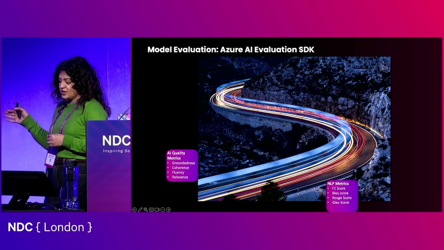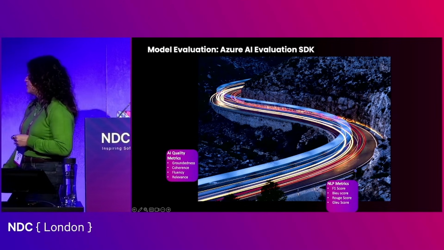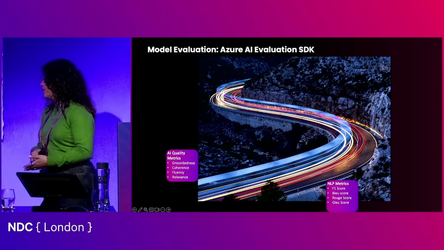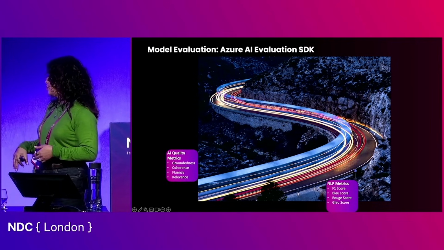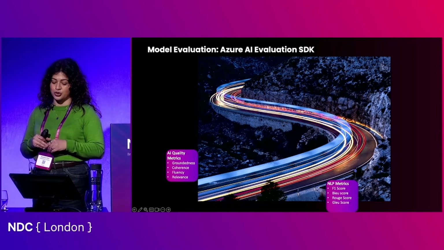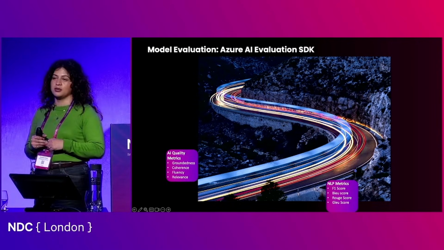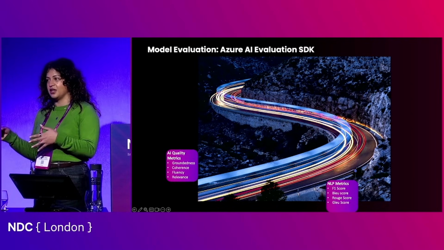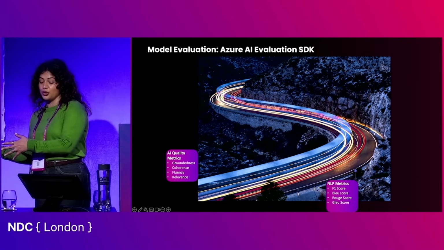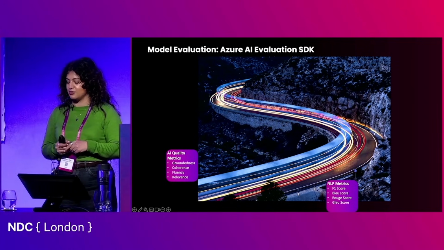NLP metrics, so these are probably ones you're more familiar with if you've come from a machine learning background. F1 score, BLEU score, and ROUGE scores are incredibly objective and statistical in nature, but they require us to put a little bit of effort in and actually provide ground truth answers in order for us to generate those metrics.